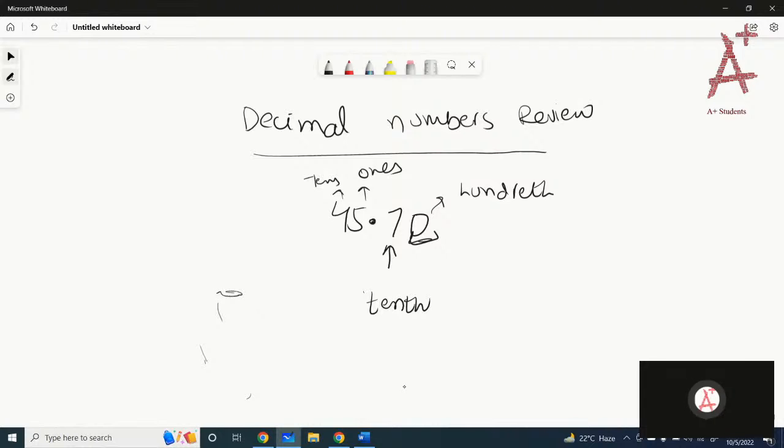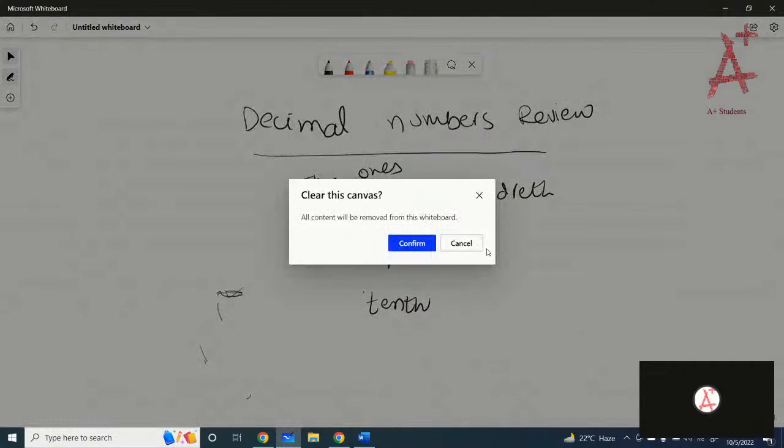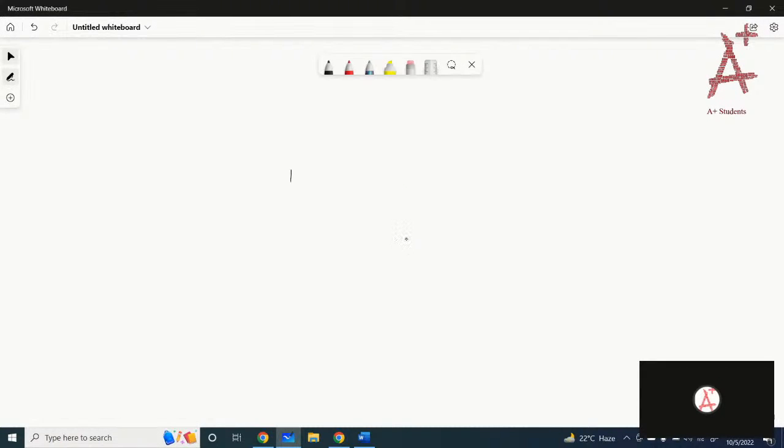Okay, the next one is in 85.13, which digit is at the ones place? Do you know the answer? Please write the answer in the chat box. So which digit is at the ones position?